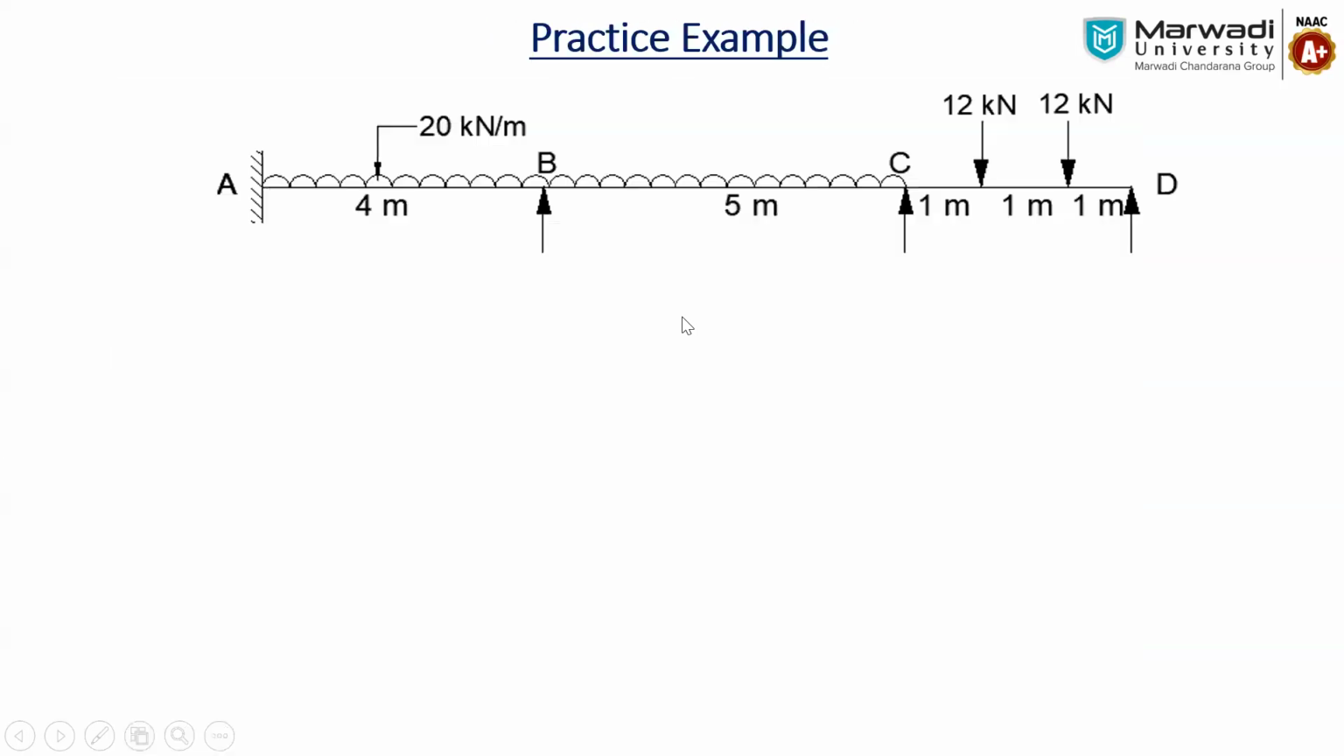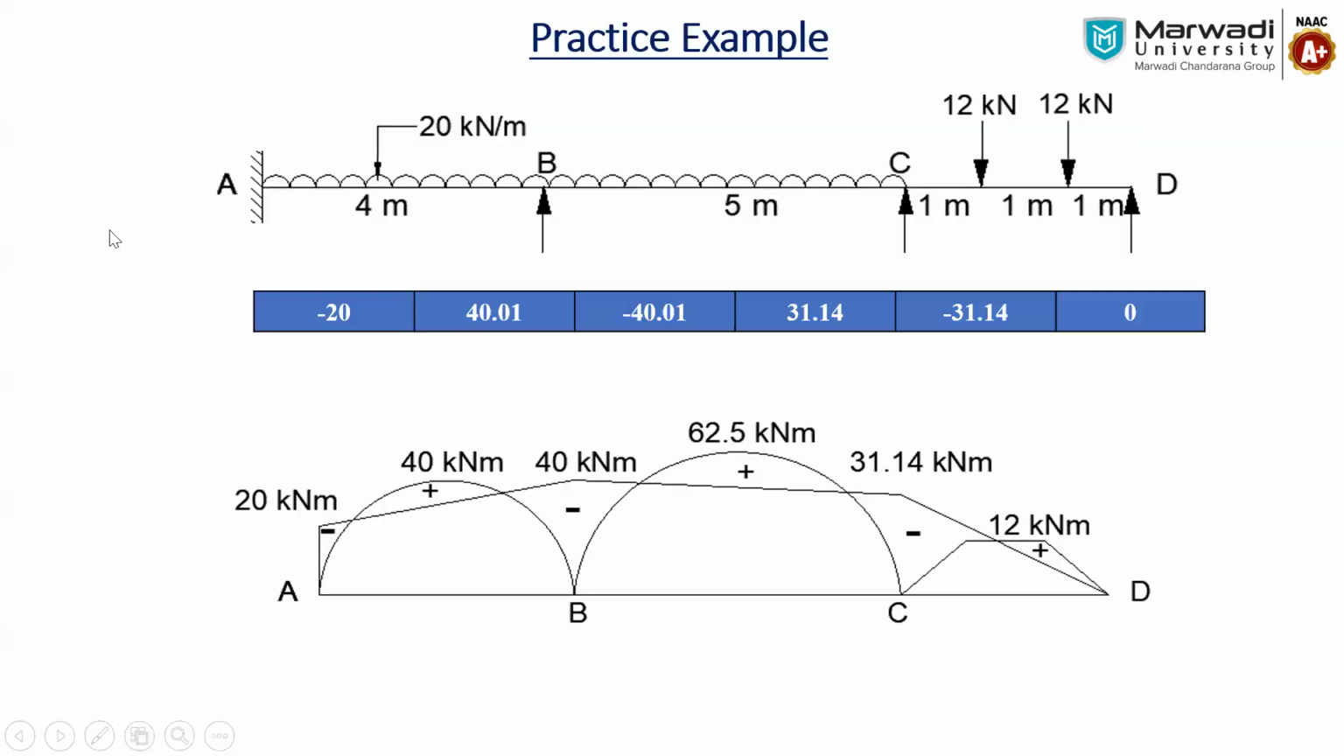If we show it in the form of the diagram, so first it is anti-clockwise, second clockwise, third anti-clockwise, fourth clockwise, fifth anti-clockwise, and last is 0. So all the moments have a hogging nature, all minus moments at the support. So we have to connect the minus 20, 40, 31.14 and 0 with straight lines.